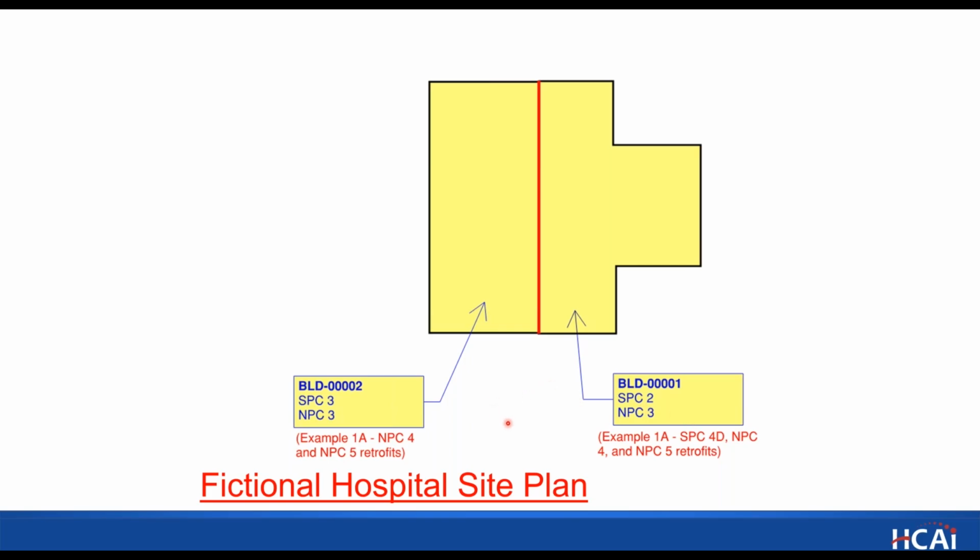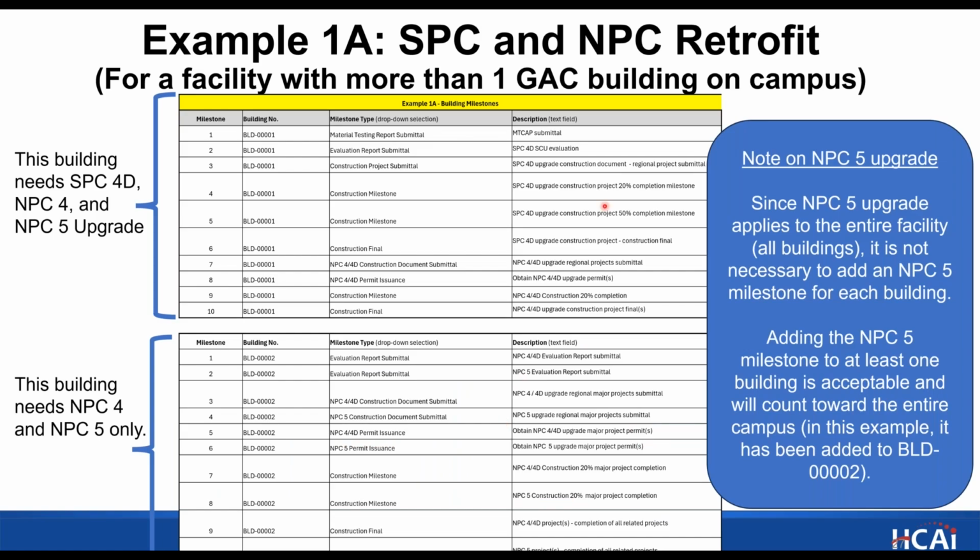So if you have a campus with more than one GAC building on it, and you have a building that needs all three of these retrofits, SPC4D and NPC4 and 5, then this example will apply to you. So I'm going to walk through all of these milestones. Even if this example doesn't quite apply to you, I still recommend you pay attention to each of these milestones, because I'll explain what each of them are. And in the next steps, I won't explain quite as much.